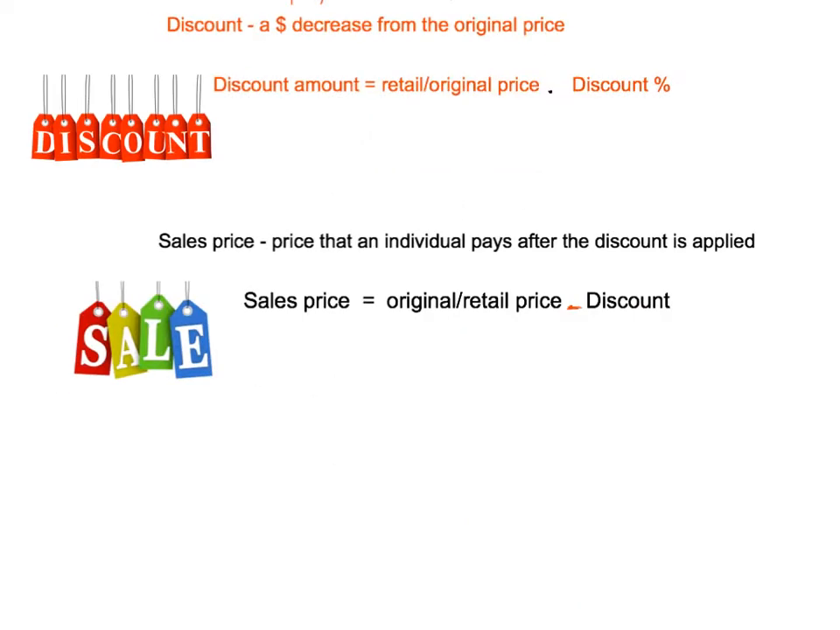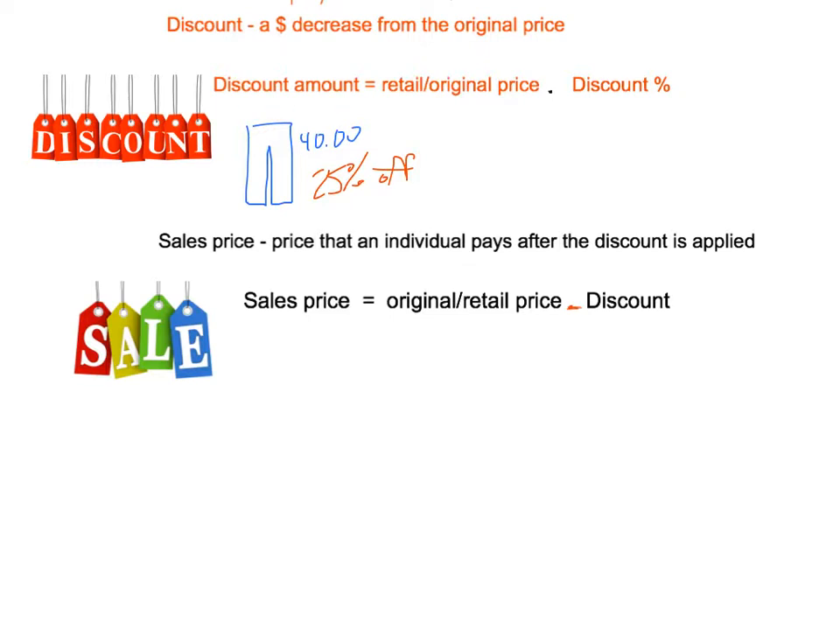Alright, so let's talk about discount and sales price. What's the discount? Well, the discount is a dollar amount decrease from the original price. So, how do you find a discount? Well, you take the retail price and you multiply it by the discount percent, right? So if a pair of jeans, the original price was $40, and they're on sale for 25% off. And what we want to know is, what's the discount?